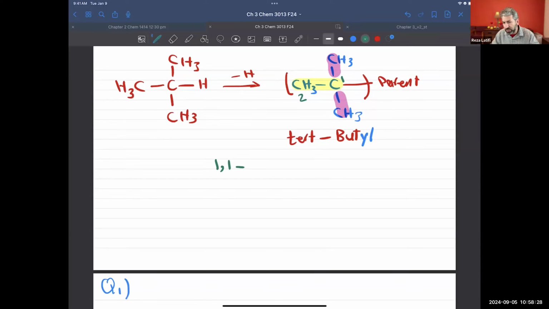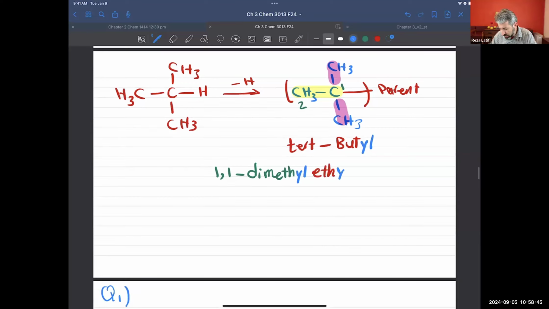And in order to say I have 2, I say di. Dimethyl. That means I have 2 carbons. And where are they? They are sitting on 2 carbons, and it will be ethyl. This piece is sitting on the ethyl. And that's another way to name the tert-butyl.